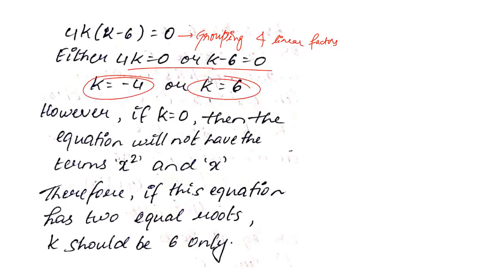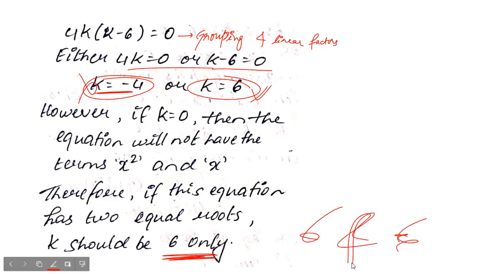So k is either equal to minus 4 or plus 6. k cannot be negative because the coefficient cannot be imaginary. We cannot get imaginary roots. So they are real, right? So this is ignored. Only this one is taken, and 6 is the value. 6 only you can take.